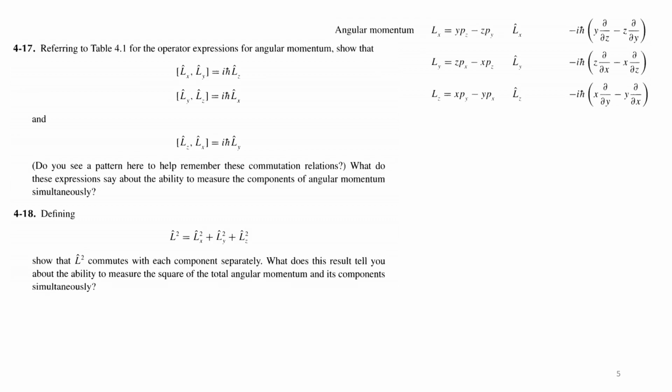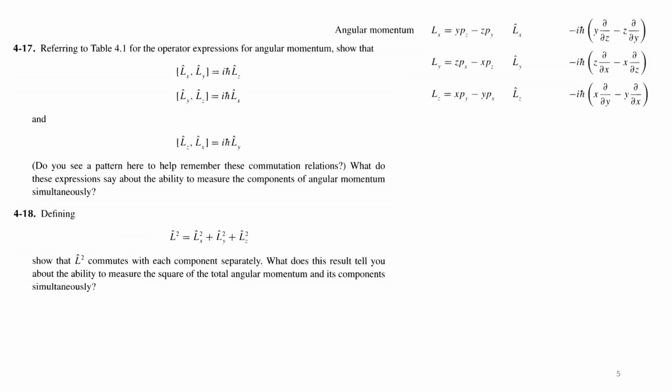So the next question is 4.17, which refers to table 4.1 in the McQuarrie book. I have just pasted it here. It gives the different angular momentum operators. Show that the commutator relationships are: Lx Ly equals i h cut Lz, Ly Lz equals i h cut Lx, and Lz with Lx gives i h cut Ly. Do you see a pattern here to help remember these commutation relationships? What do these expressions say about the ability to measure the components of angular momentum simultaneously?